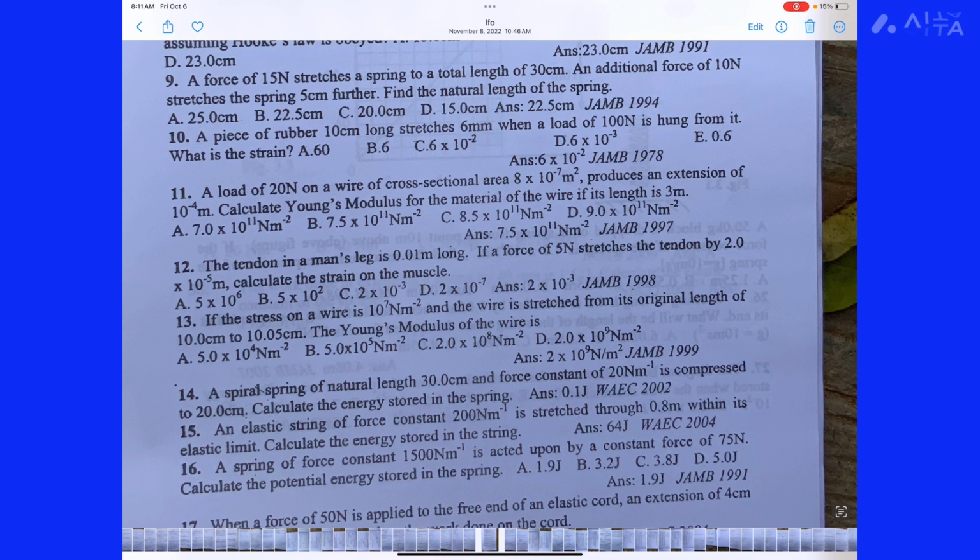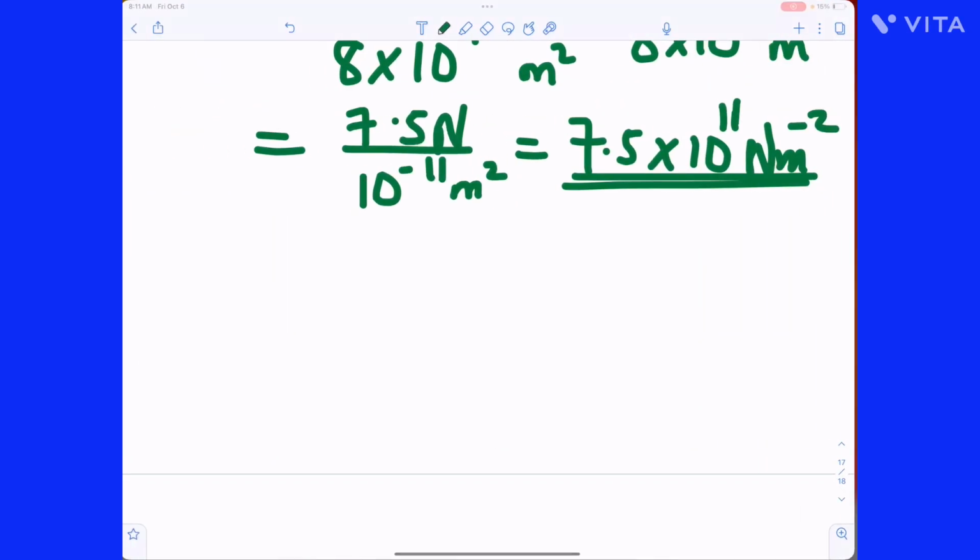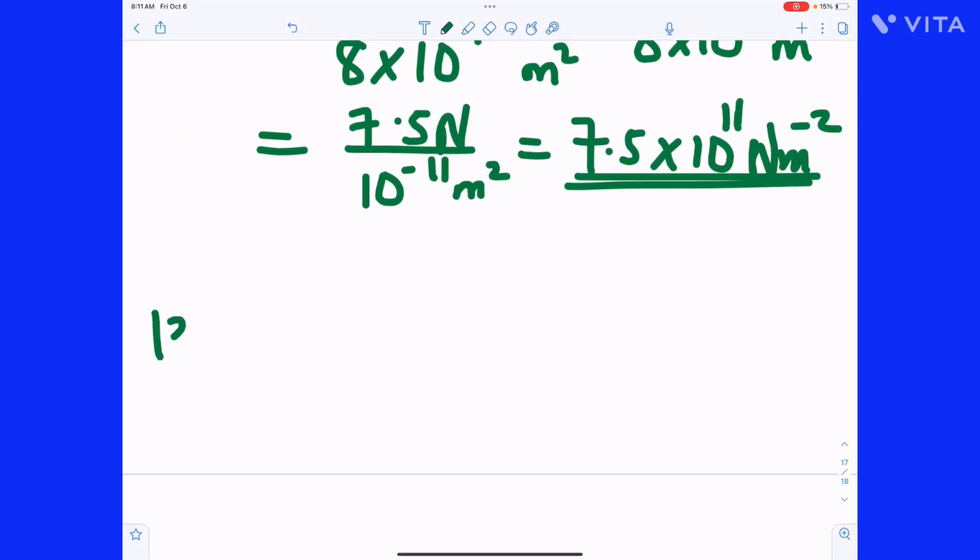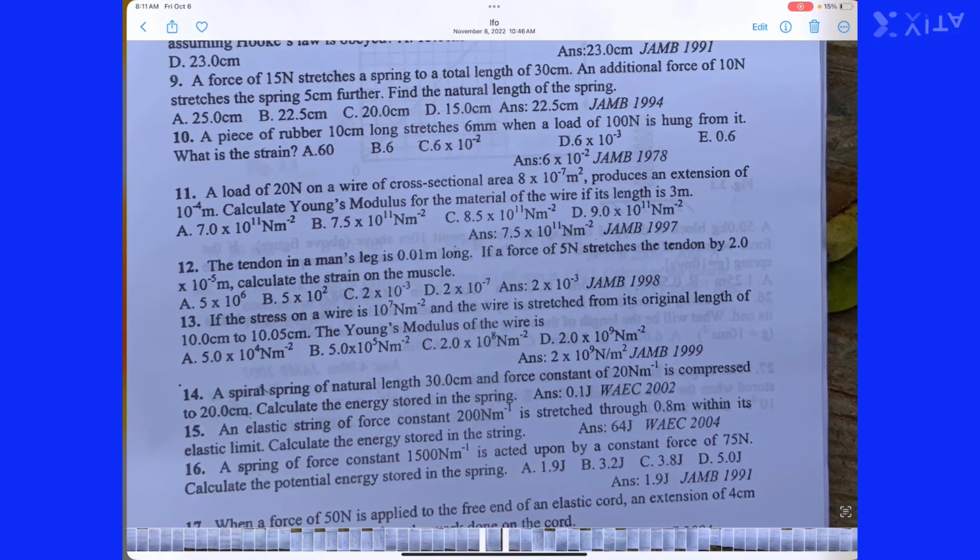Number 12 says the tendon in a man's leg is 0.01 meter long. You don't have any business with the technical name tendon. Just see it as an elastic spring. You understand? So the length of the elastic spring is 0.01 meters.